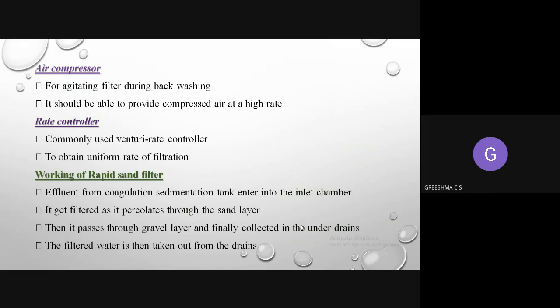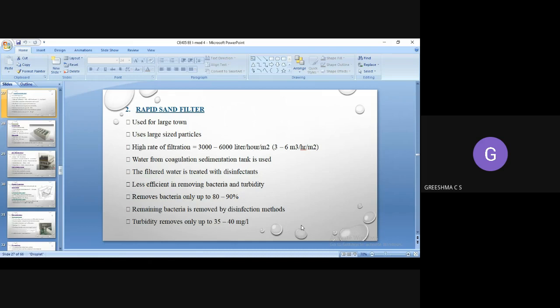Another important thing is the air compressor. You might have seen the air compressor. That means for agitating the filter during the backwashing. So at the bottom portion you are providing an air supply. That is mainly for agitating the filter during the backwashing. So it should be able to provide compressed air at a high rate. That means you will be providing compressed air at a very high rate at the bottom. That is mainly to agitate the filter media.